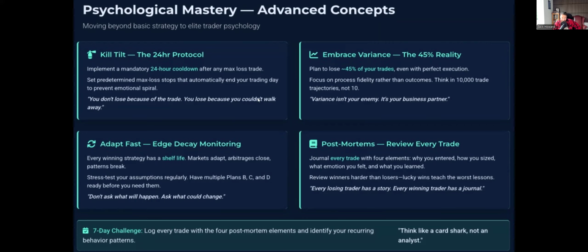Don't play on tilt. If you're having massive drawdowns here, don't chase them. Embrace variance in your positioning, adapt fast, and monitor decay. So that's what we're talking about here. When the volatility regime changes, pay attention. Keep a journal entry, like I do every day, about asset trades, sizing, all the stuff that I can use as I go forward to try to get better in my process.